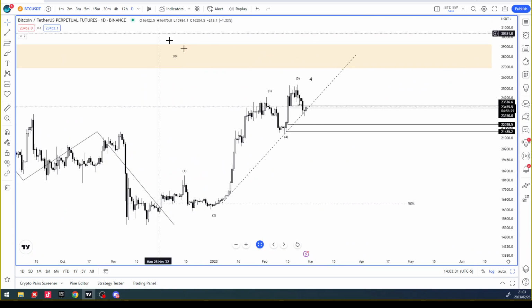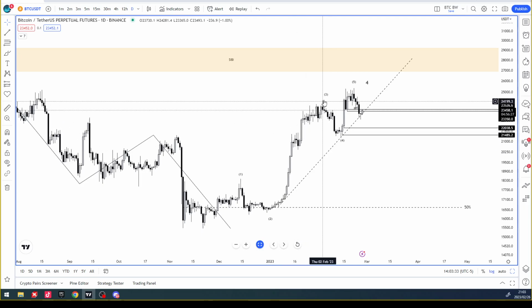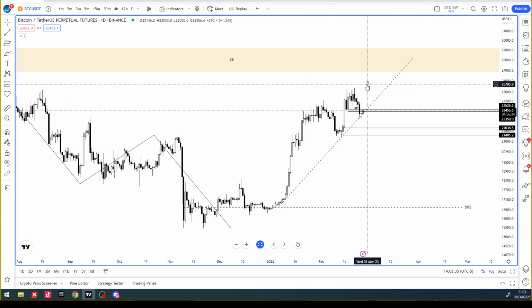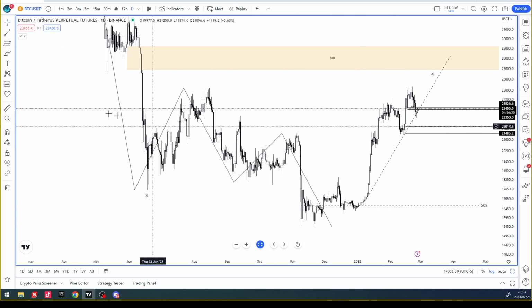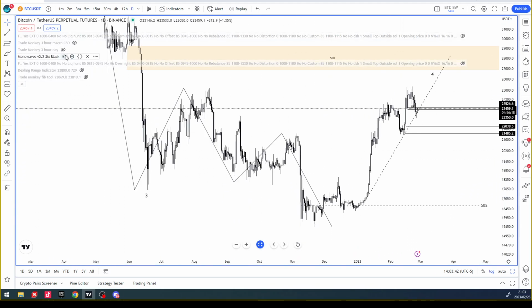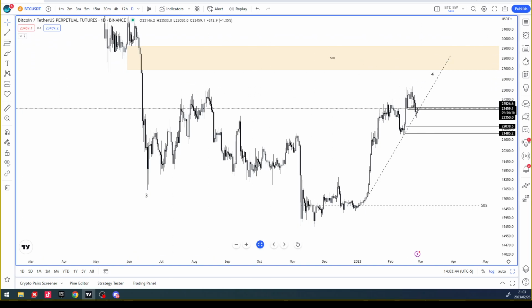In terms of ICT concepts, I'm just going to take this off for now, keep this to the side. Let's turn off the mono wave for a second. Just give me a second, I just want to make sure that this is recording. Okay, it is.